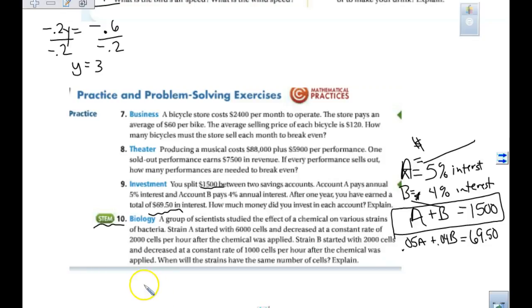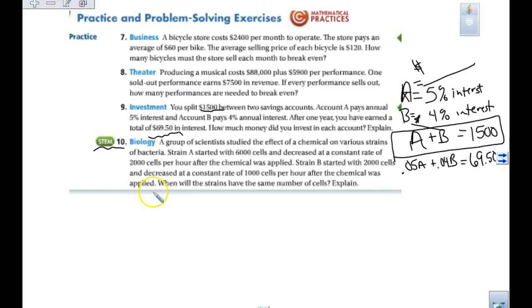Go, will you? A group of scientists studied the effect of a chemical on various strains of bacteria. Strain A started with 6,000 cells and decreased at a constant rate of 2,000 cells per hour after the chemical was applied. Strain B started with 2,000 cells and decreased at a constant rate of 1,000 cells per hour after the chemical was applied. When will the strains have the same number of cells? So we want to know when the cells are going to be equal. Since we're talking about how many cells, we have the cells in A.